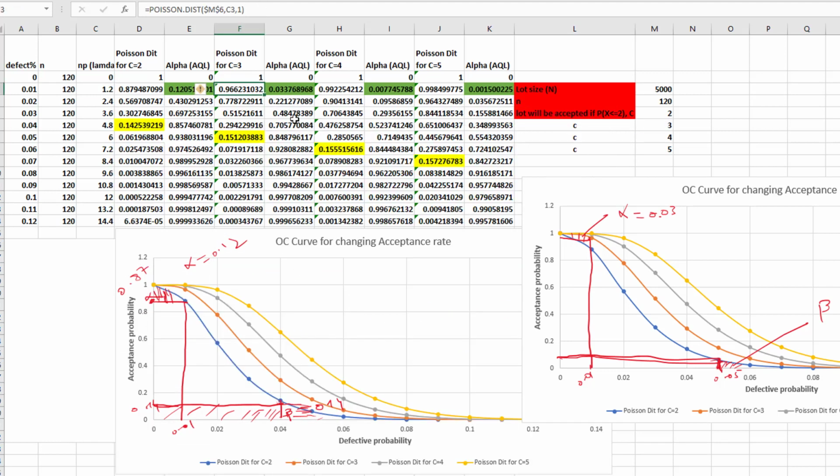We will sketch this rejected region, we will calculate the rejected region. So you can see now the alpha: before, when our acceptance number was C equal to 2, the alpha value was 12%. But now when we increase the acceptance number, the alpha level is 0.03. And when you sketch it, you can see the alpha value is reduced, the risk is reduced.